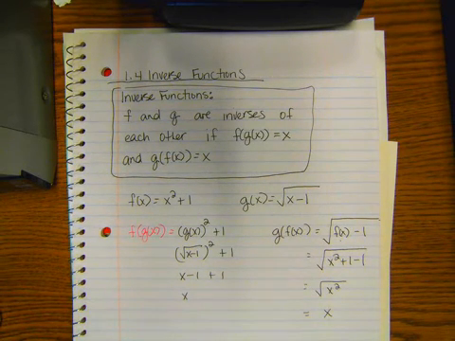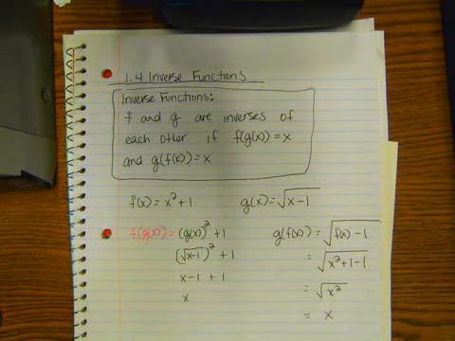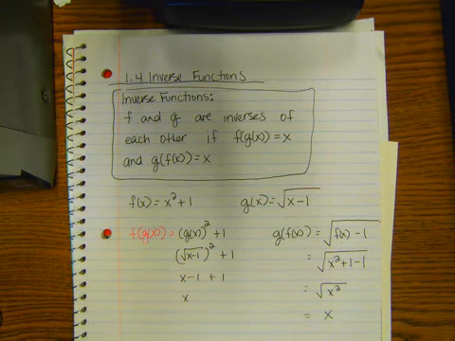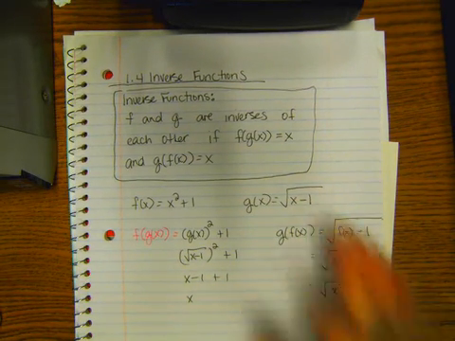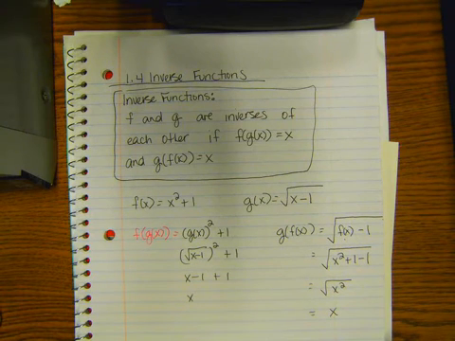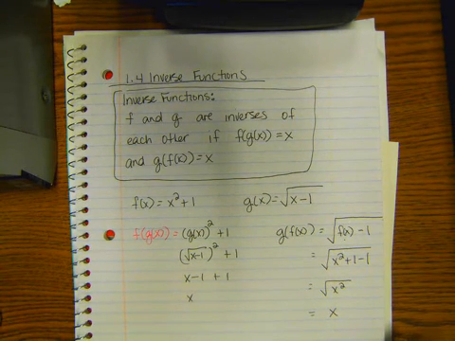Okay, now, sometimes, I'm going to talk about this graphically because sometimes the entire function is not invertible, and invertible means you can find an inverse. There are some things that you can't find inverses of. There are some things that are not undoable, I guess.